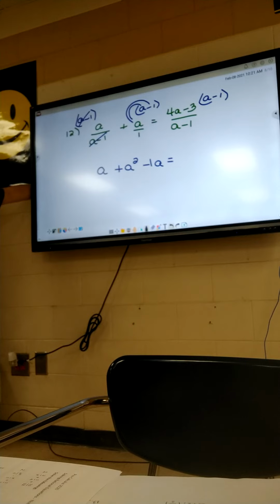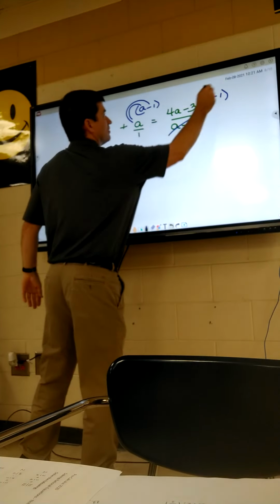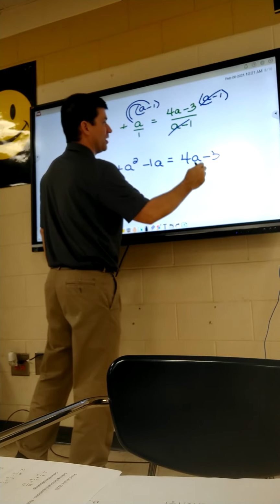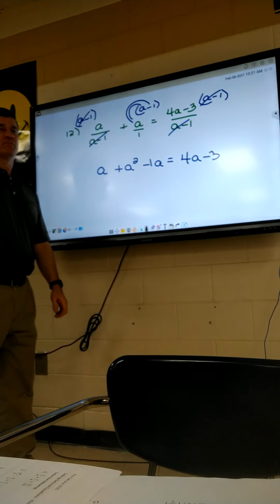All right, what cancels out on the third fraction? Bottom. What do I bring down? 4A minus 3. I don't have to square anything, right?